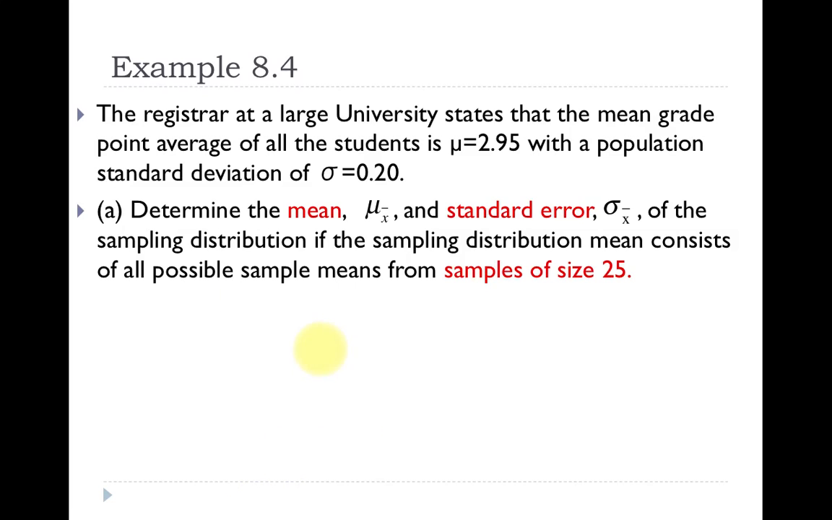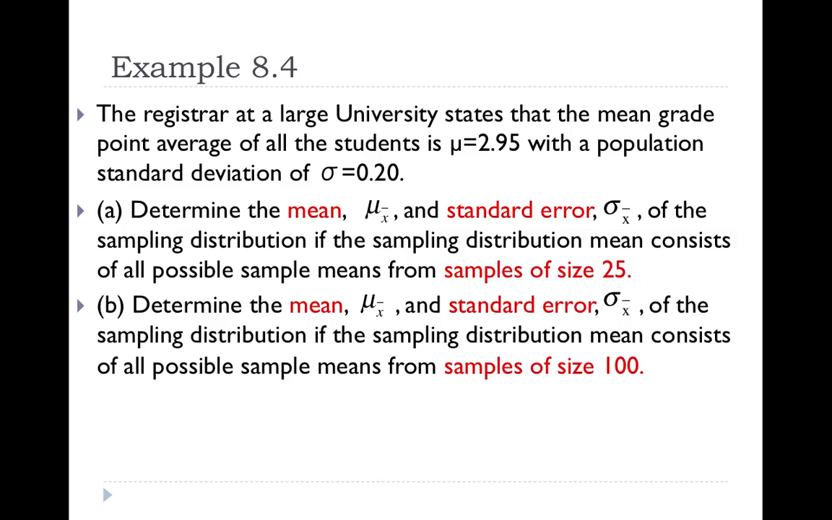Okay, so I had said earlier that sampling distributions can be created with samples of any size. In this particular problem, the sampling distribution is being created by looking at all possible samples of size 25. So every possible sample of size 25 is constructed, and using that n equal 25, little n equal 25, we can use that in the formula to find the standard error.